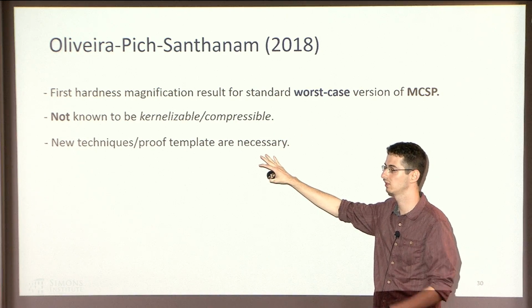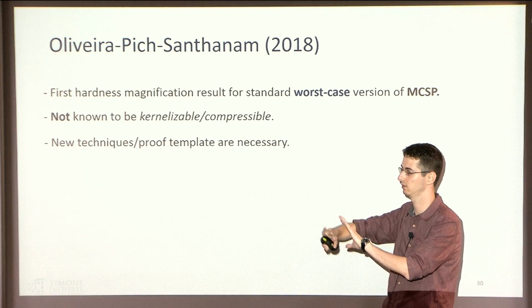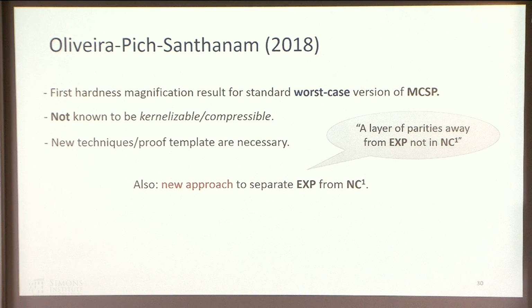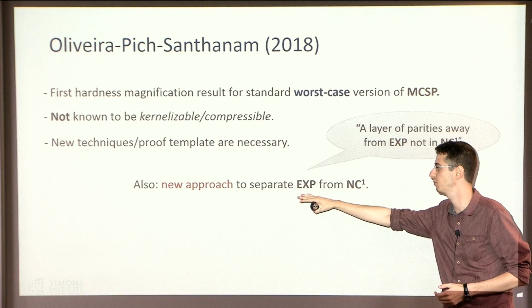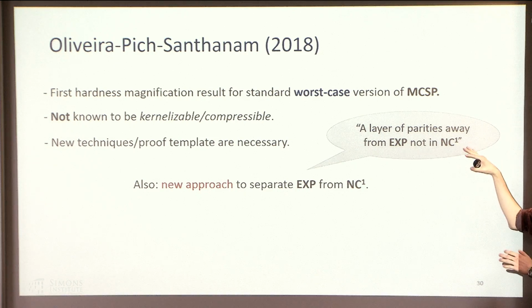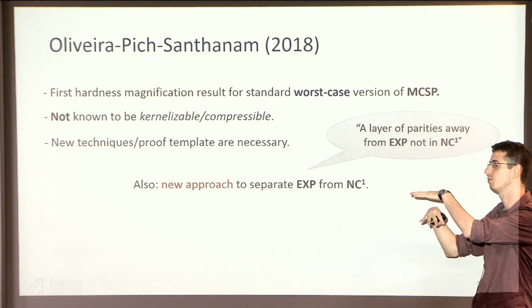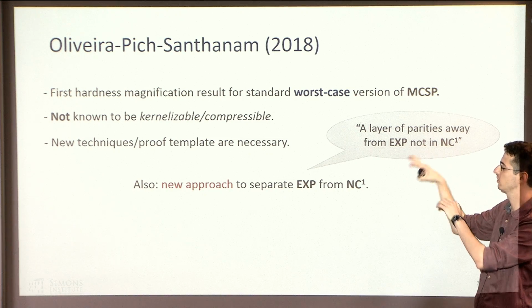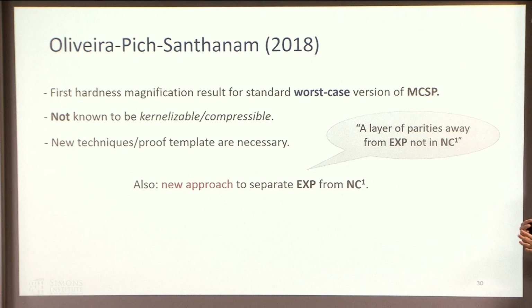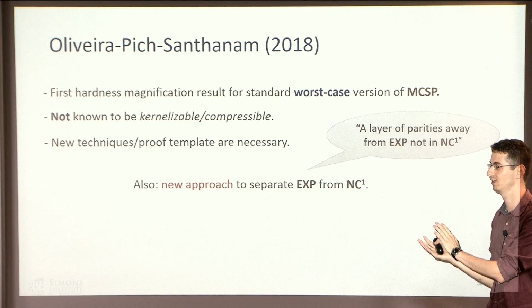And the template is not exactly the one I presented before for the general case. And finally, in this work, we use these magnification theorems to point out what could be a possibly new approach to separate X from NC1. If you look at the lower bounds we already have in the paper, if you could extend these lower bounds to a model where you have just an extra layer of parity gates at the bottom, that will be sufficient to separate X from NC1. So in some sense, you're just a layer of parities away from X not in NC1.